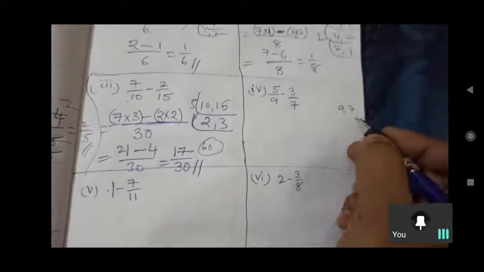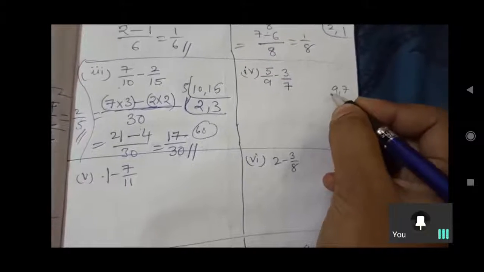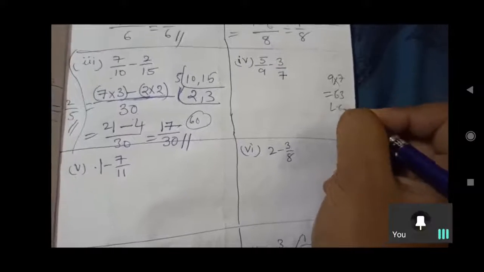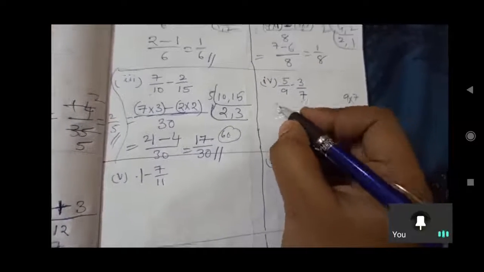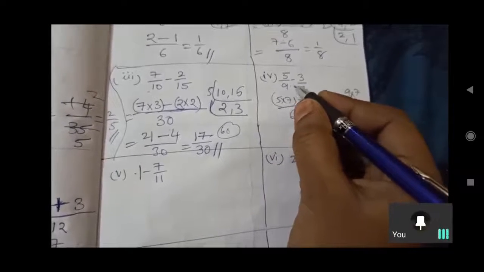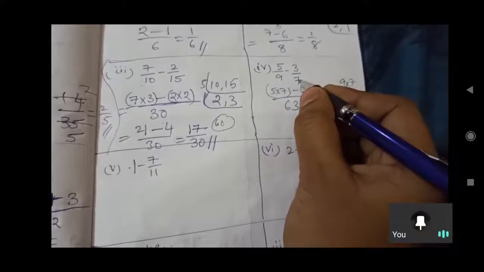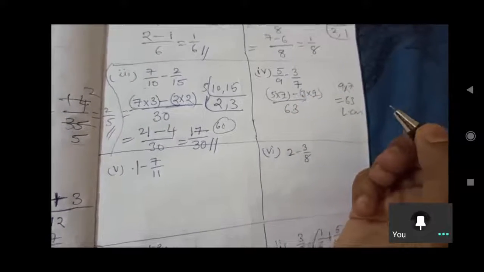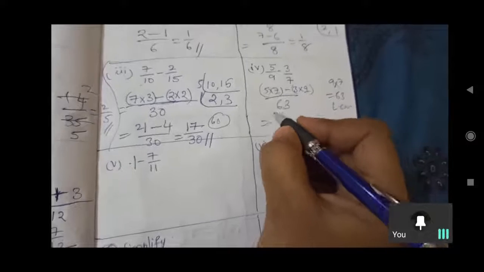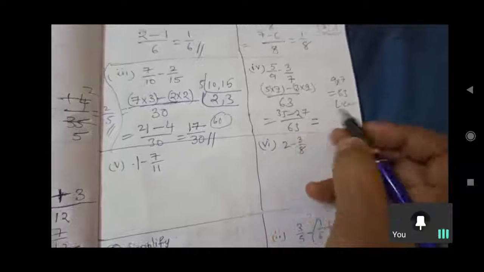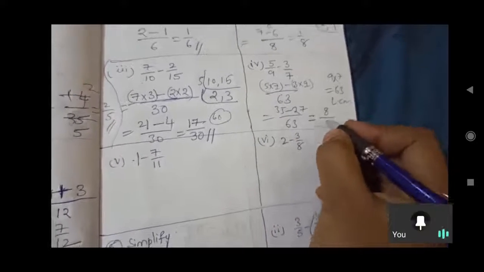So like that. And this one you can do, 9 comma 7. No common multiples, no common factors also. So just multiply. 9 into 7 is equal to 63, the LCM for these two. So here 63, and 5 into 7 you do and 3 into 9 we should do. Because 9 should be multiplied with 7 to get 63, and 7 should be multiplied with 9 to get 63. So here 9 you should multiply, here 7 you should multiply. So 5 sevens are 35 minus 9 threes are 27 by 63. So we will get 8. 8 by 63 is the answer.